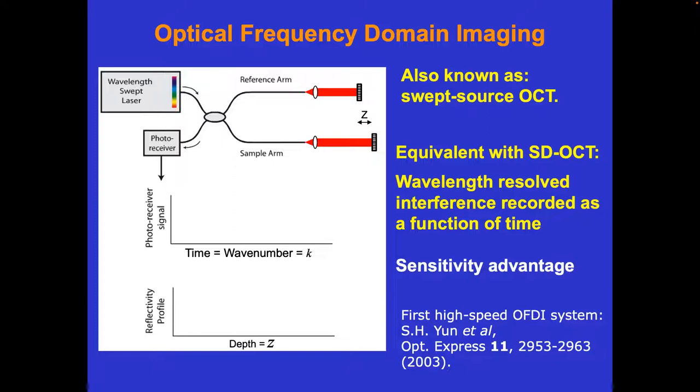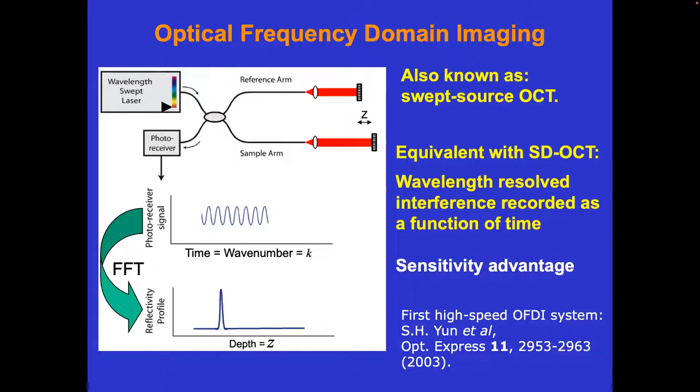it should be an animation. Okay, there's something, it's not responding. Why is that? There it's going. So you see the sweep, you see the interference as a function of time, which is a function of wavelength. You do your Fourier transform and you get your depth profile.